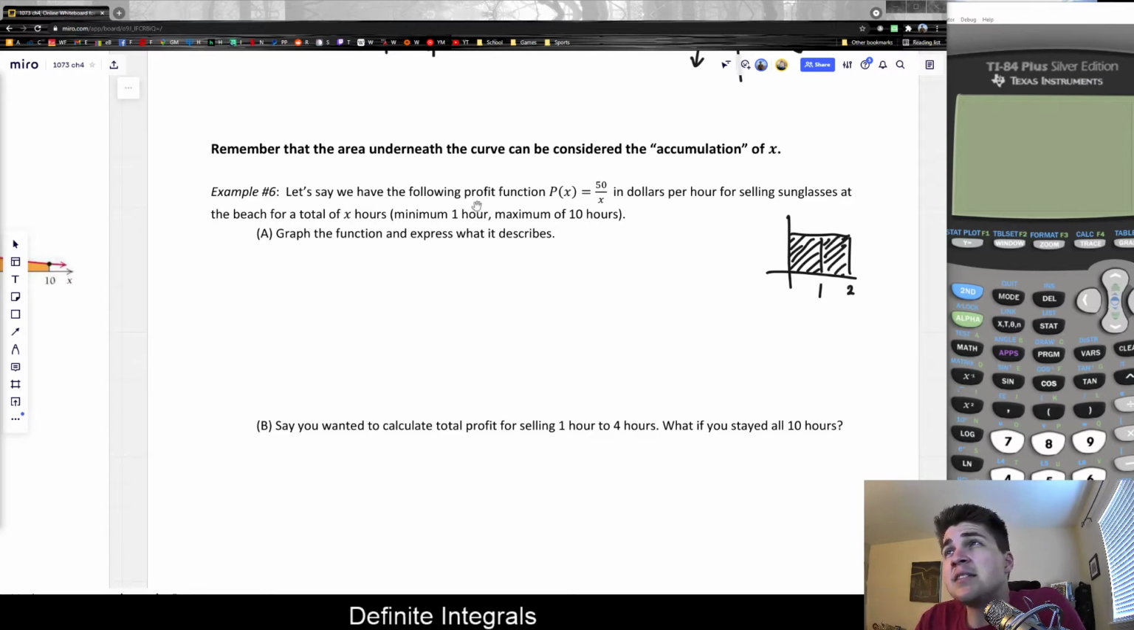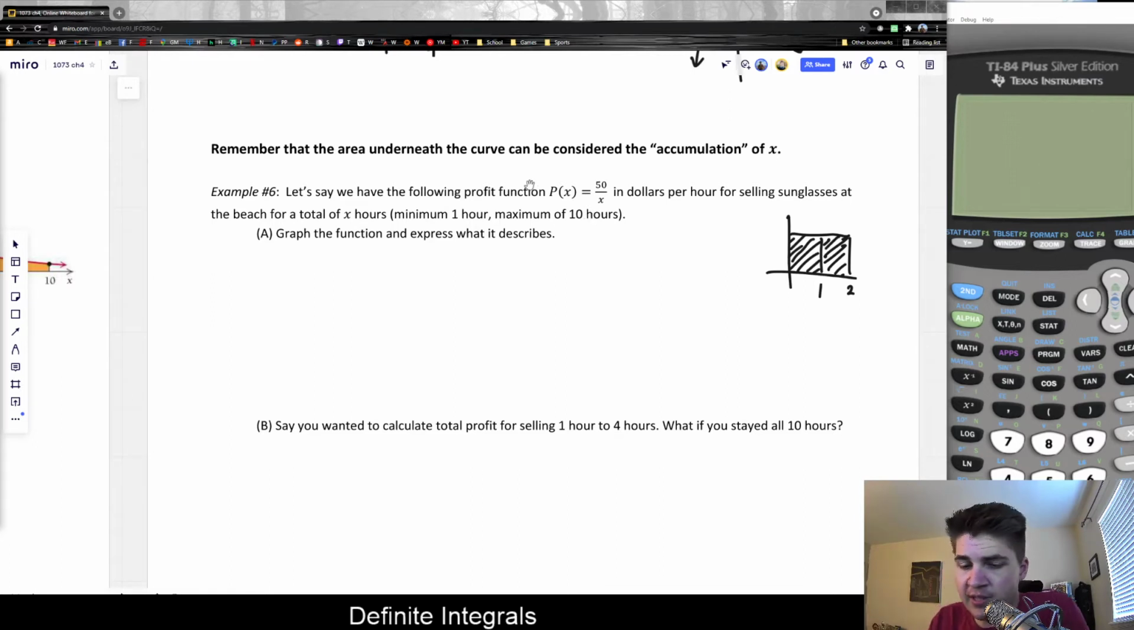It says, let's say we have a profit function, P of X is equal to 50 divided by X in dollars per hour for selling sunglasses at the beach for a total of X hours. So imagine that this function gives you your profitability rate based on how long you sold. And it says a minimum of 1 hour and a maximum of 10 hours.